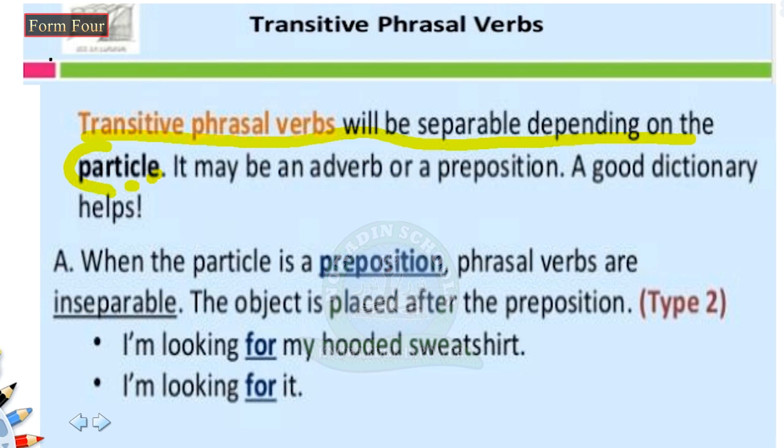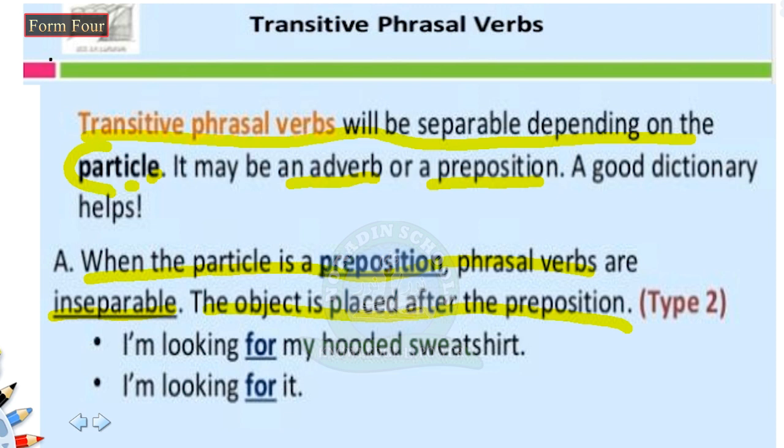The particle can be an adverb or a preposition. You have two types of particle: adverb or preposition. When the particle is a preposition, phrasal verbs are inseparable. Very important point. When the particle is a preposition, the object is placed after the preposition. Type 2.